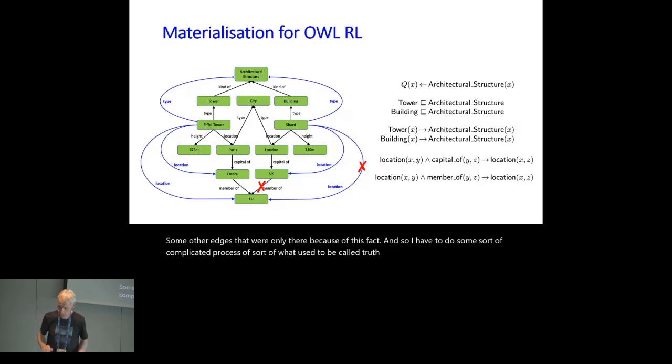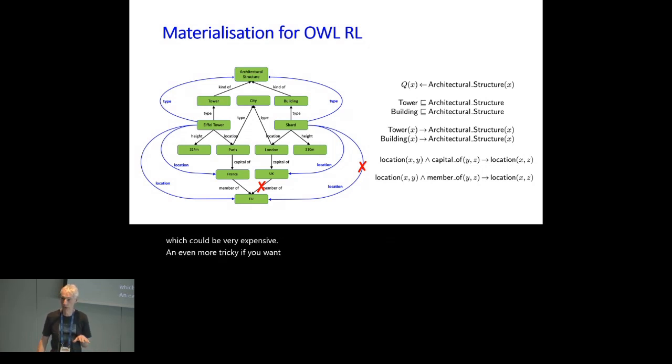And so I have to do some sort of complicated process of what used to be called truth maintenance, and most reasoners don't support that. Actually, if you retract any facts, they just dump all of the edges that have been added in this saturation process and do the whole thing again from scratch, which could be very expensive. And even more tricky if you want to actually change the ontology. What if I retract some axiom from the ontology? Then the truth maintenance task becomes even more difficult.